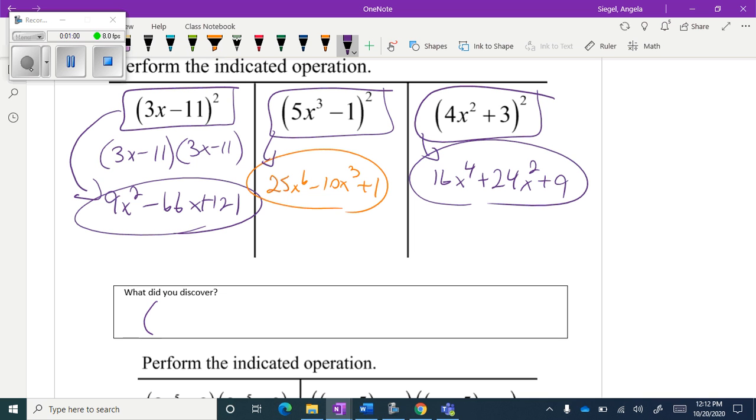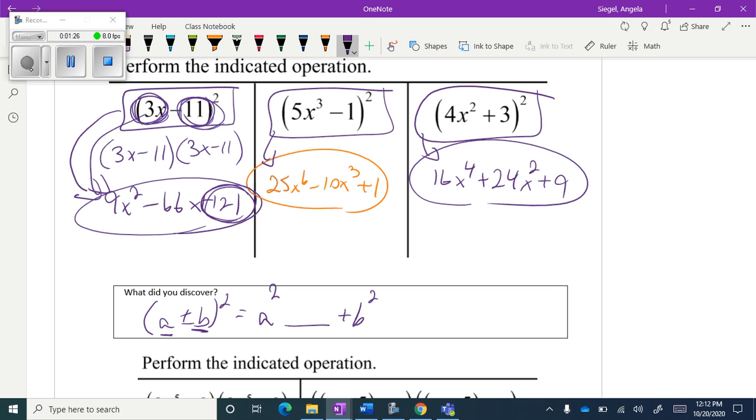So if I have, let's just call it, a plus or minus b squared, we're going to square that first term and it ends up down there. So I'm going to say a squared, and notice the second term is also squared. So we went from 11 to 121. So I'm going to call that b squared. So first term a, second term b.